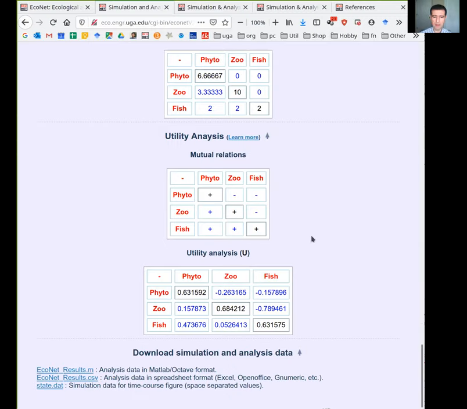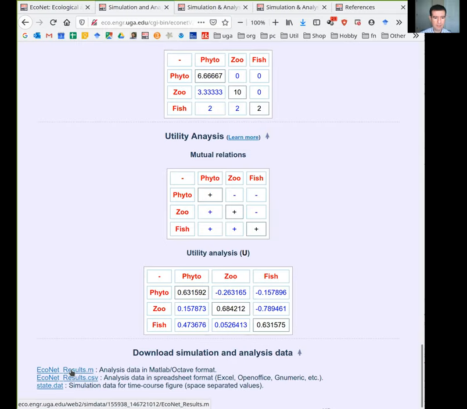And then this is the utility analysis. This shows how the compartments are affected by each other. So this basically tells us that the zooplankton is affecting the phytoplankton negatively because it's feeding on it. And likewise, phytoplankton is affecting zooplankton positively because zooplankton is feeding on it. That relation can be a little bit difficult to decipher in larger networks, but it's computed and printed here.